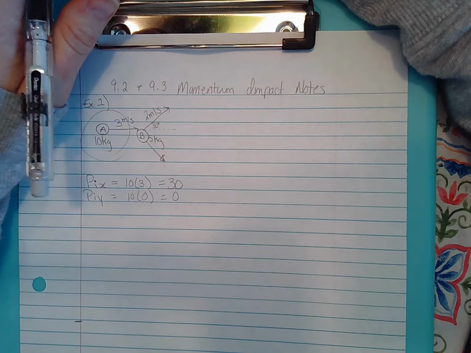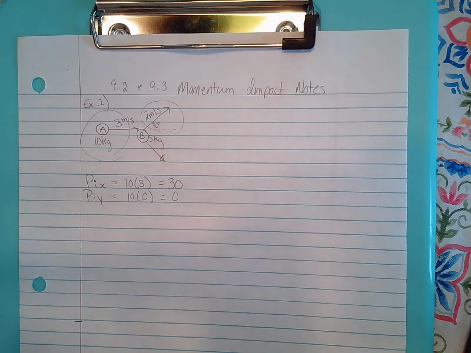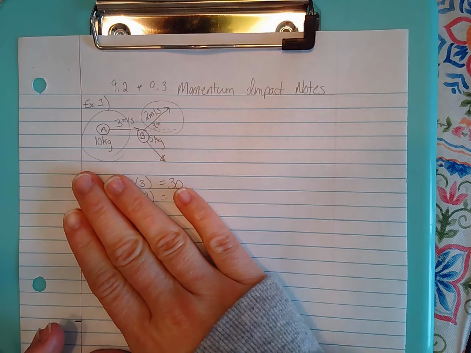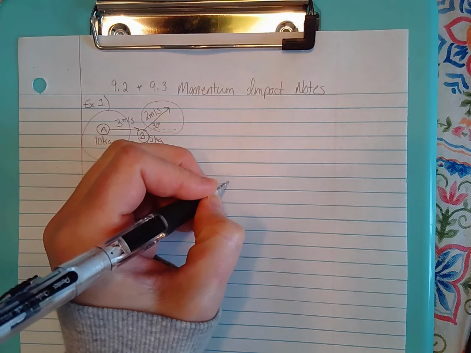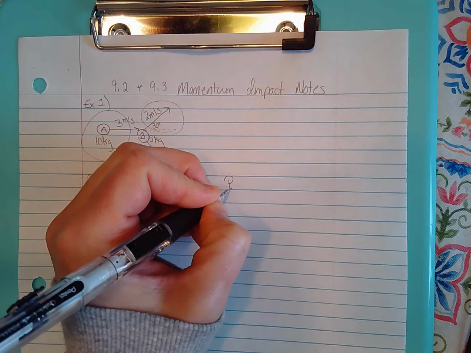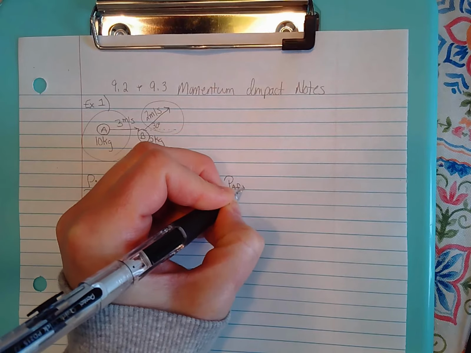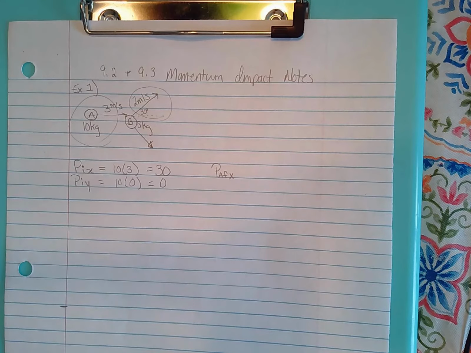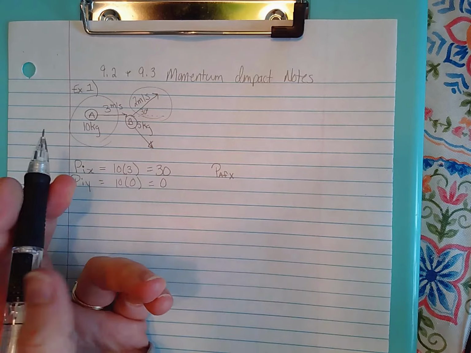Now we're going to focus on ball A at the final over here. So we're going to look at the momentum of A. Notice A was the only thing moving at the beginning. Let's talk about the momentum of A finally in the X direction. I'm sorry about all those labels, but it is what it is. So we're looking at the final momentum of A in the X direction.